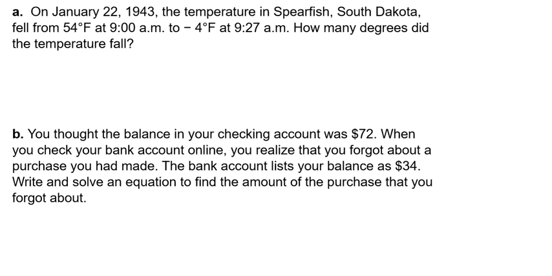So if we look at our first problem that we have here, it says on January 22nd in 1943, the temperature in Spearfish, South Dakota, fell from 54 degrees Fahrenheit at 9 a.m. to negative 4 degrees Fahrenheit at 9:27 a.m. That's a pretty big fall. How many degrees did the temperature fall?